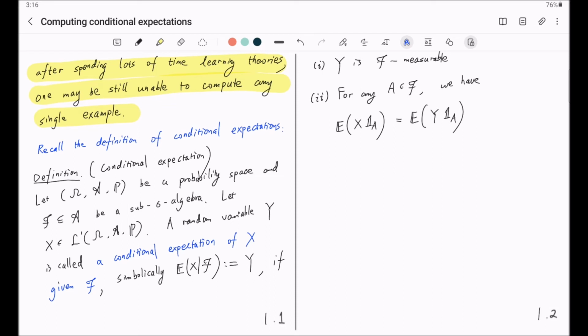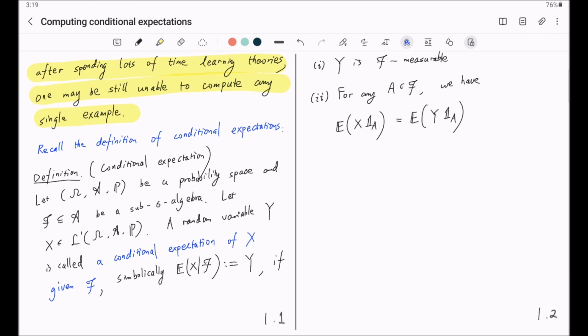That is largely due to this axiom or condition number 2. This condition number 2 does not really give you how to construct this Y explicitly. And from the condition number 1, you only know that Y is F measurable, which doesn't seem to help much for giving the specific Y. And if you have learned the proof of the existence of conditional expectations, which uses Radon-Nikodym derivatives, which also seem to be very abstract. And to be honest, when I first learned conditional expectations, I was also troubled a lot by how to compute any single example of conditional expectations.